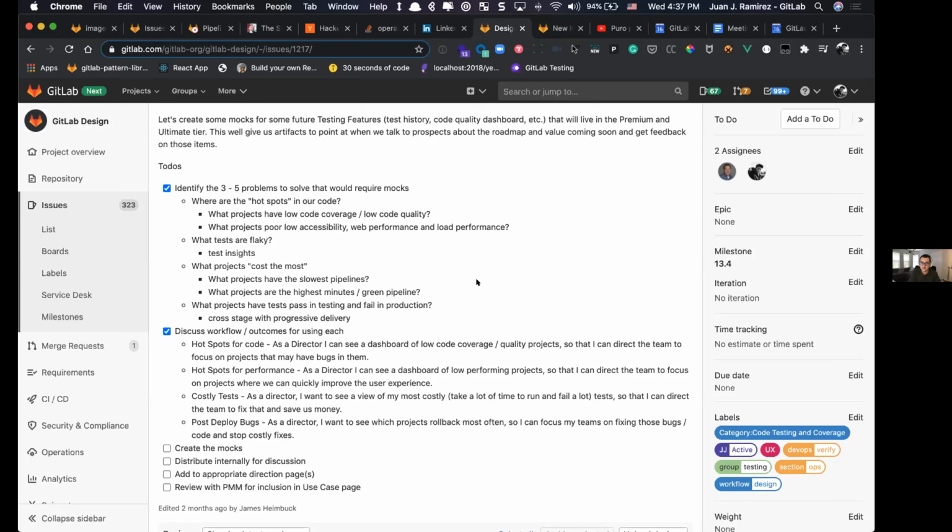So yeah, test insights in general: how they're performing, how long the test stage is taking in terms of execution time. I mean, even down the line, how much computing power are you spending on testing?